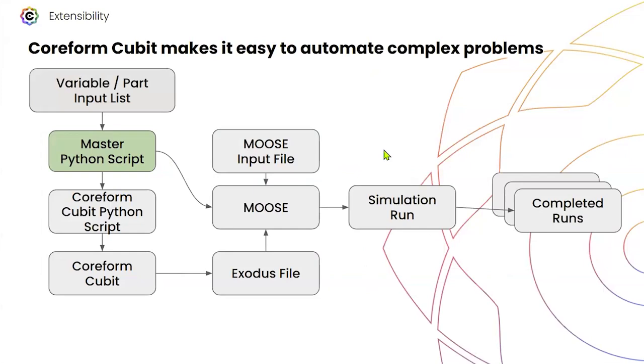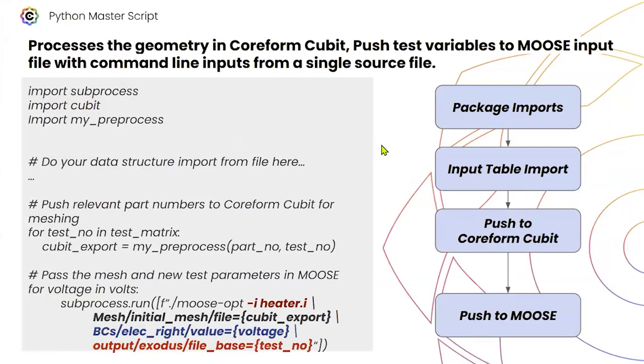Then this all feeds into a master Python script, which is straightforward. You're importing your table, and then you are pushing the relevant part numbers that you want to assess into Cubit, and then the test number. And what you're getting out of that is a Cubit export or an Exodus export that I name after the test number.